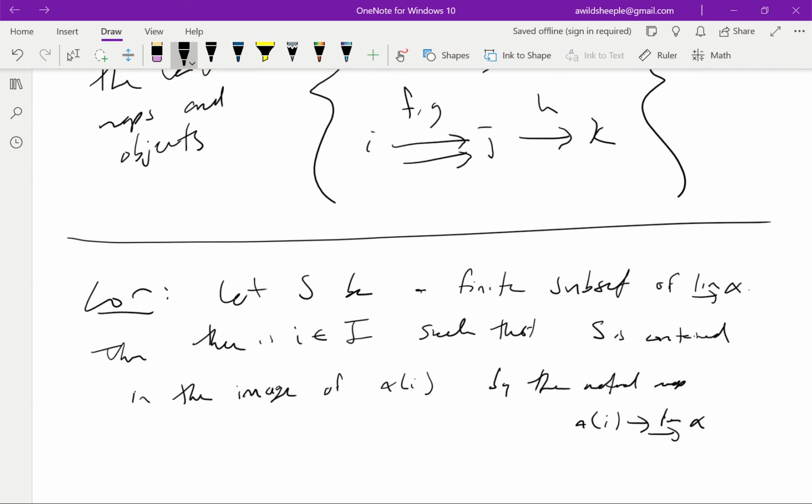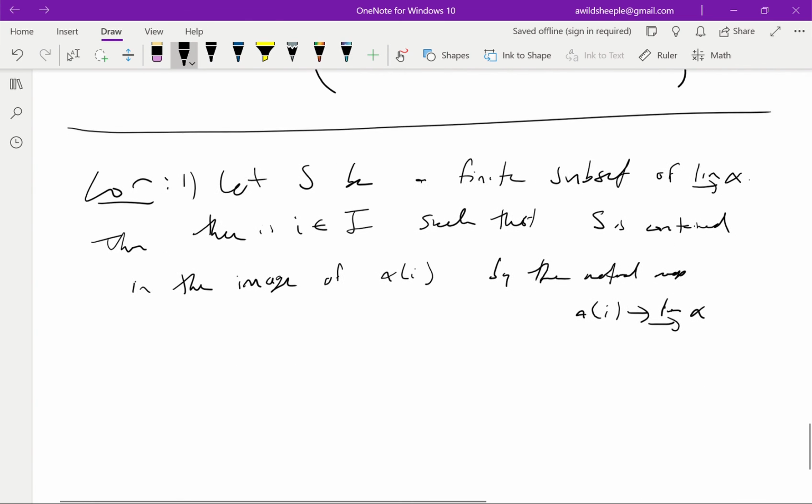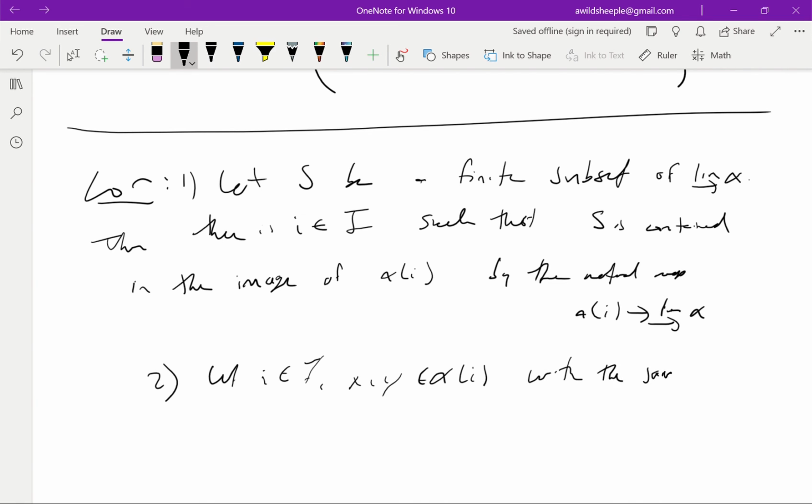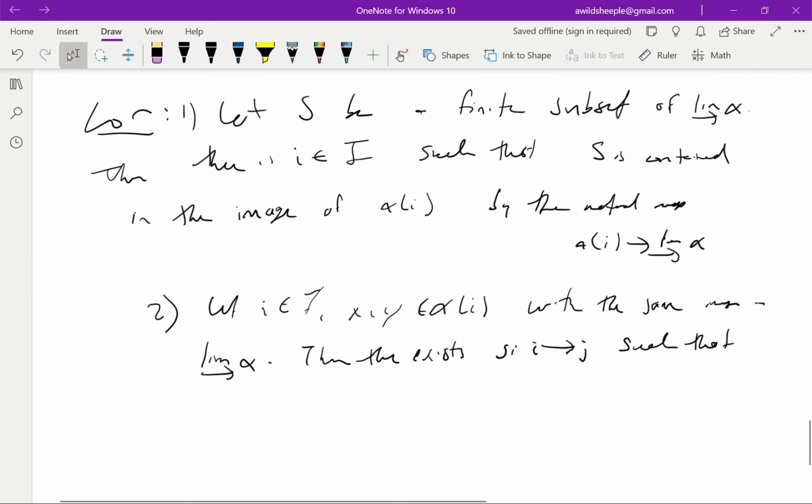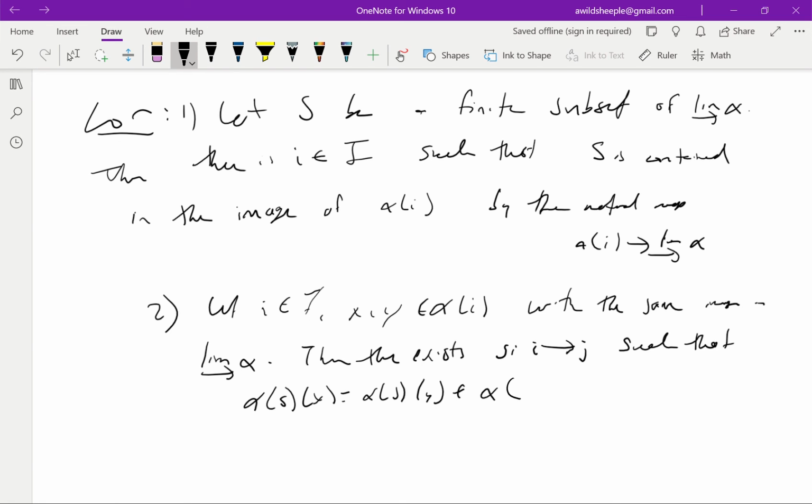And there's a part 2, which is that for x, y in alpha I with the same image in the limit, there exists an S, I to j, such that alpha S x equals alpha S y in alpha j.